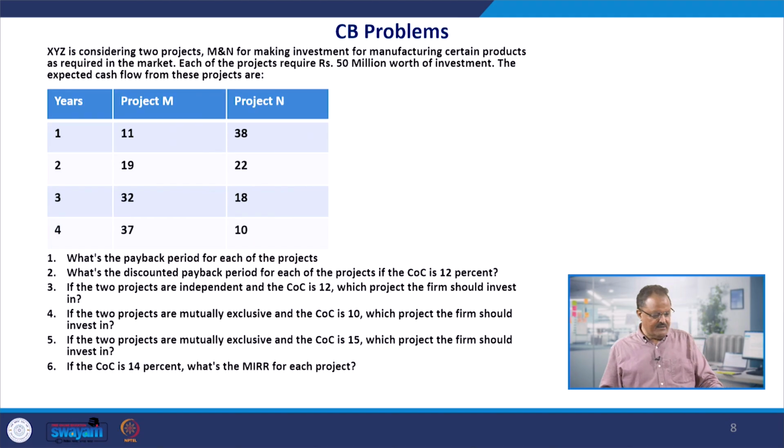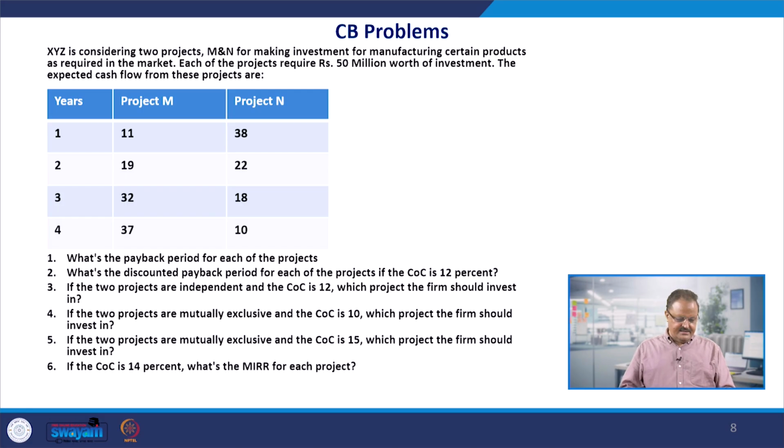Second problem is more comprehensive. We will discuss it in the subsequent class, and in this class we are going to evaluate two projects. One is project M, second is project N, and equal investment is required in both the projects. This is 50 millions of the investment required, means both. If you go for the project M, 50 millions of the investment is required. If you go for the project N, 50 millions of the investment will be required.